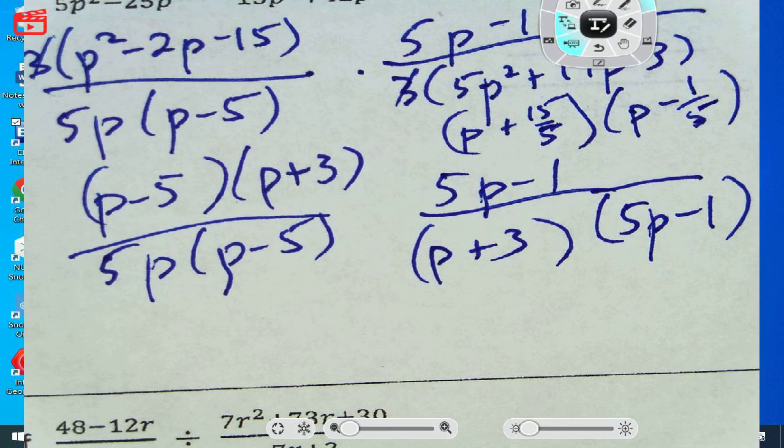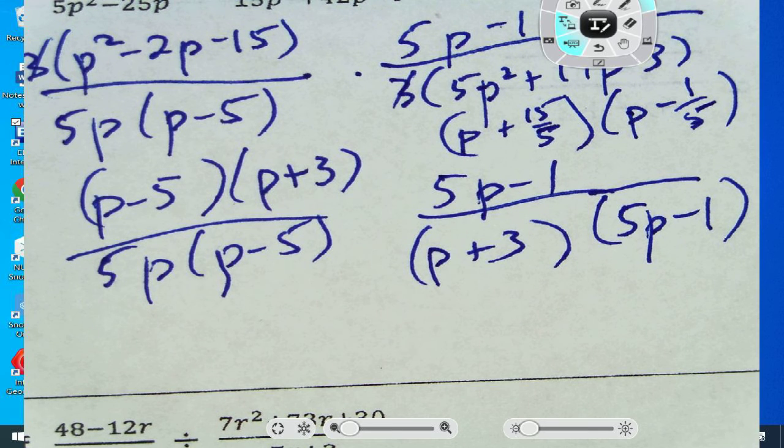Now we're going to do some reducing. Oh my gosh, I'm not done. I ran out of room. So now it's going to be 1 over p plus 3. What happened to the 5p? Can it cancel out? Wait, no, sorry. Alright, ready?